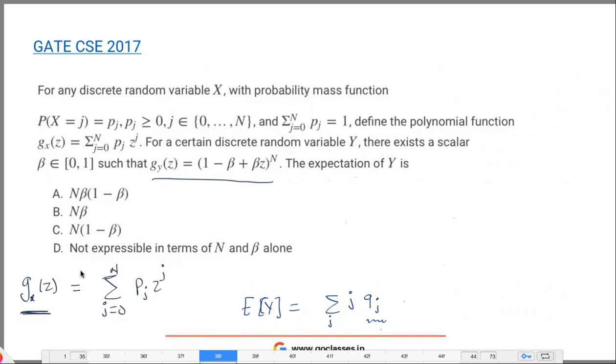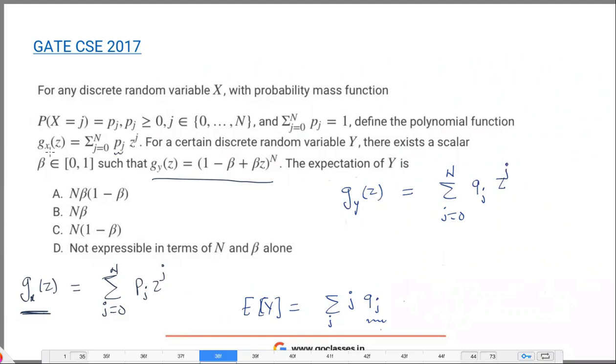Now they have given this gx and they have given this gy. Now, can you tell me what should be gy in terms of this only? If I just write y instead of x, then it should be, from 0 to n, qj z power j, right? See here, this is pj.